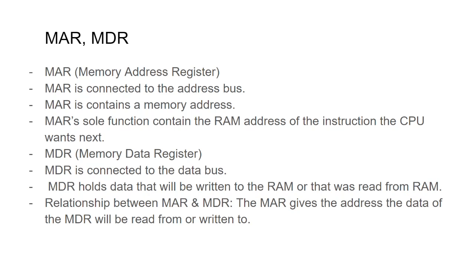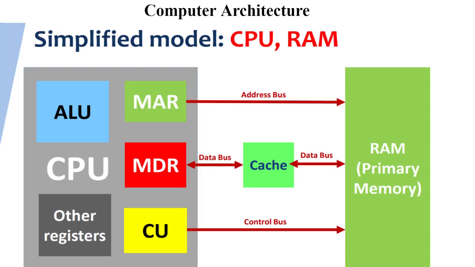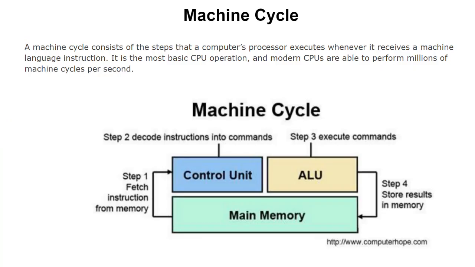MDR, or memory data register, is connected to the data bus. MDR holds the data that will be written to the RAM or will be read from the RAM. That's why over here the data bus is bidirectional. It can read and it can also write.